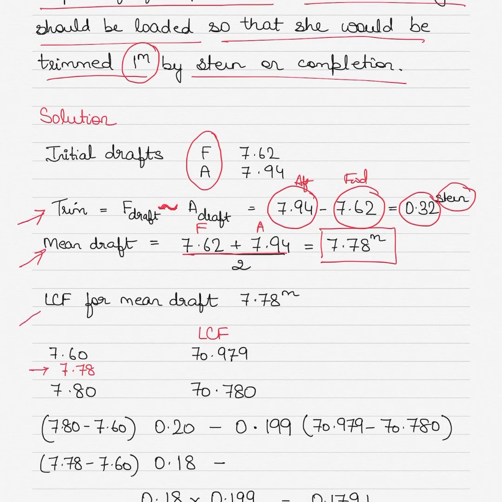Alright, now you have to find out the LCF or the longitudinal center of flotation for the mean draft of 7.78 meters. Now because you don't have the hydrostatic draft yet, you will use the mean draft as a draft to find out the LCF value. How do you do that?